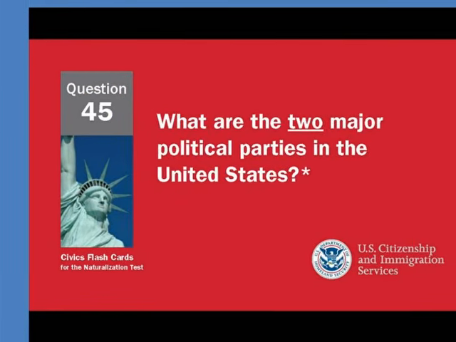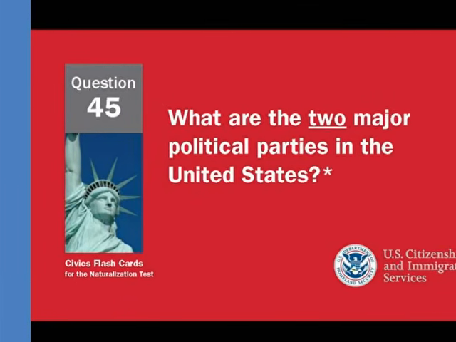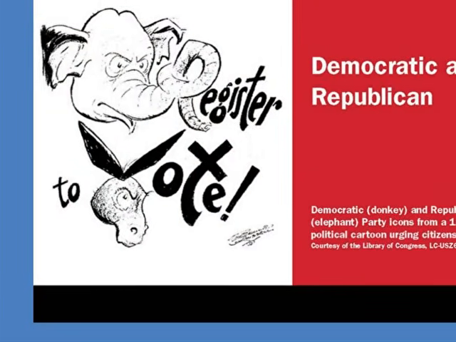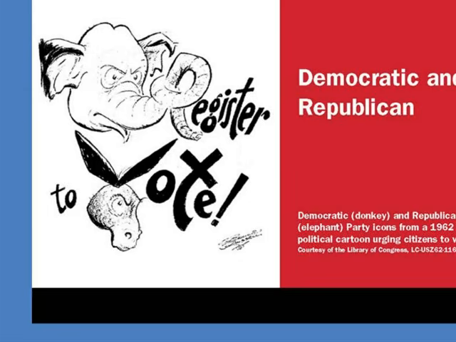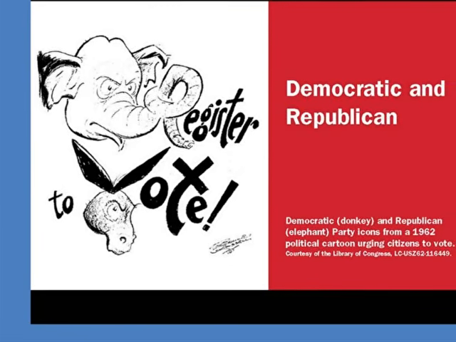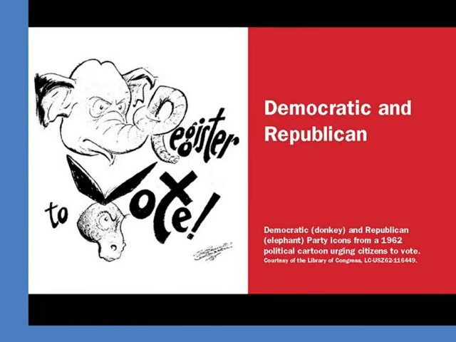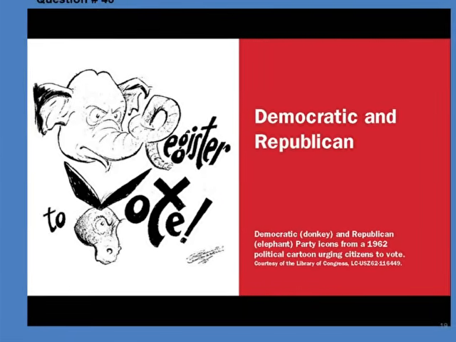Question 45. What are the 2 major political parties in the United States? The 2 major political parties in the United States are the Democratic and Republican parties. The elephant is the symbol of the Republican Party, and the donkey represents the Democratic Party.